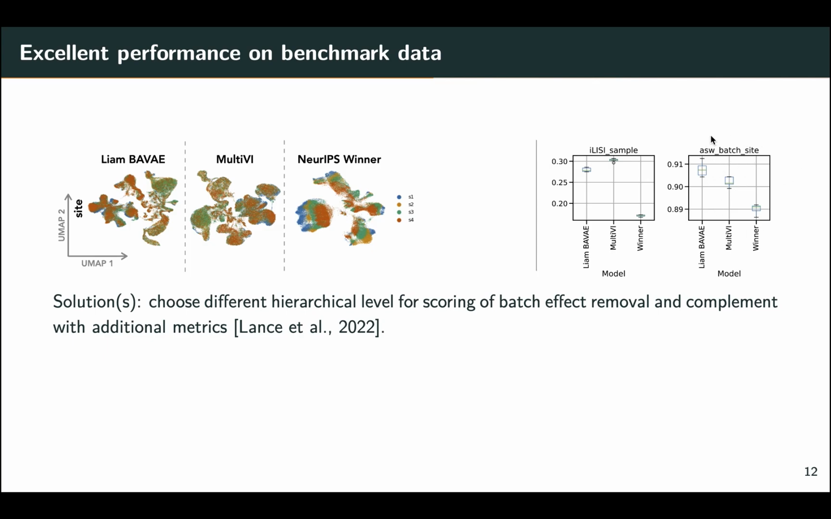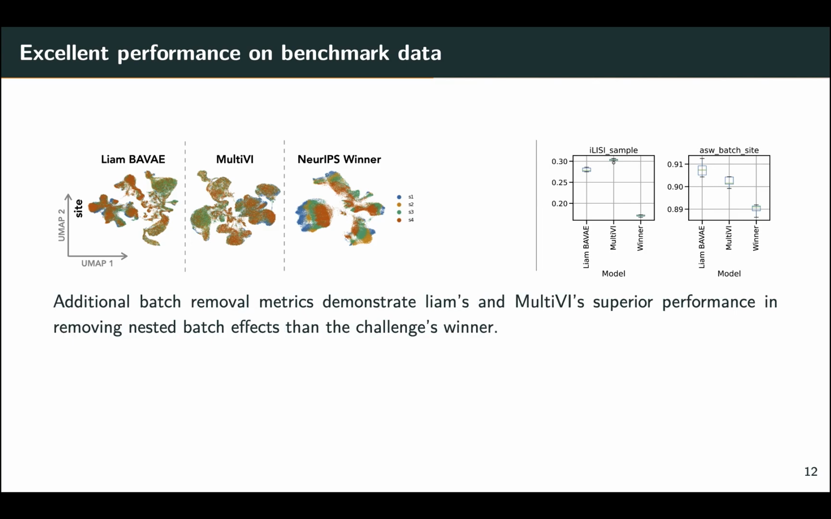Once we just measured the same metric on the meta-information side, and the other one is an orthogonal metric on the sample. And both of these metrics really clearly demonstrate that both Liam and multi-VI outperform the challenge winner on the nested batch effect removal.